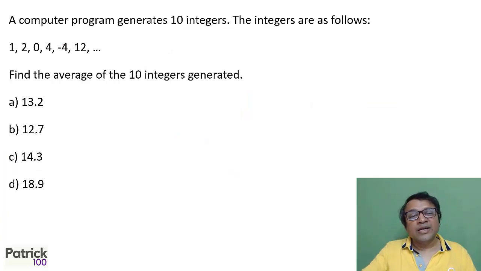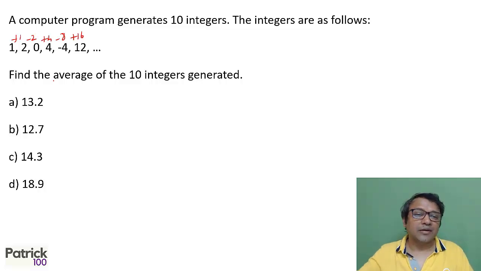A computer program generates 10 integers. Let's try to find a pattern. Here it's adding 1, subtracting 2, adding 4, subtracting 8, adding 16. You can find the average only if you can find the pattern. So next should be minus 32.